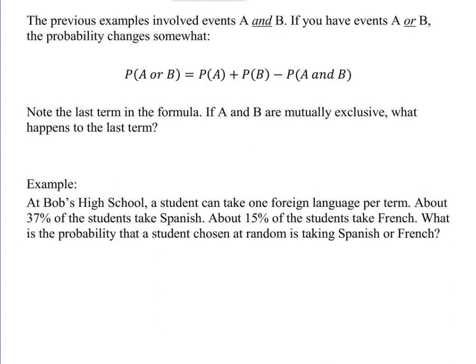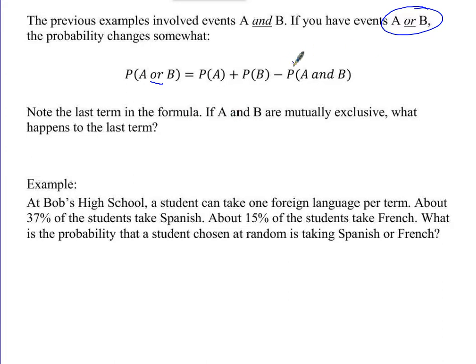All right, so the previous examples involved events A and B occurring together. If you have events A or B, the probabilities change a little bit. Your formula goes from P(A and B) to P(A or B), and it switches from multiplying the two together to just adding them. We have the probability of event A occurring plus the probability of event B occurring. But then I have to subtract off the probability of events A and B occurring together.